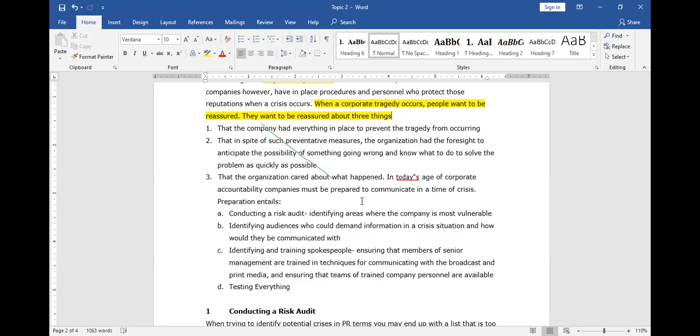But in today's age of corporate accountability, you're going to realize that companies must be prepared to communicate in times of crisis. It doesn't matter which organization you are working for or which organization you know, it needs to be prepared to communicate in times of a crisis.